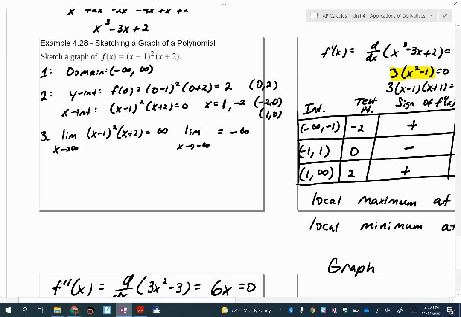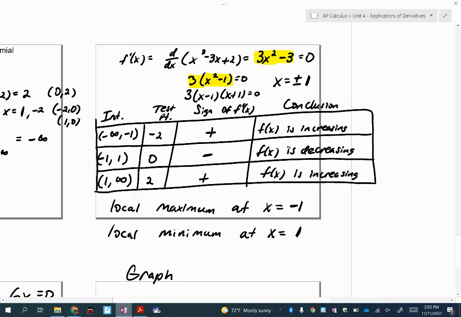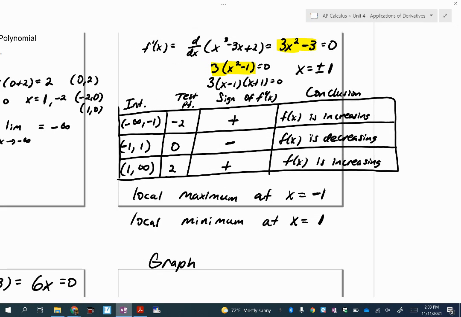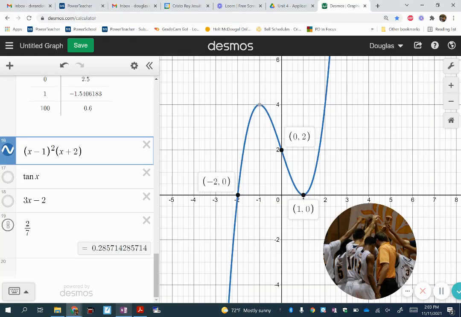Okay. And then we found our extrema and increasing and decreasing. So if you look, we have a relative maximum, we said at negative 1. There it is, negative 1, 4. We have a relative minimum at this critical point, 1, 0, which happened to also be an x-intercept. And you can see our function is increasing until that first extrema, then decreasing, and then back to increasing.